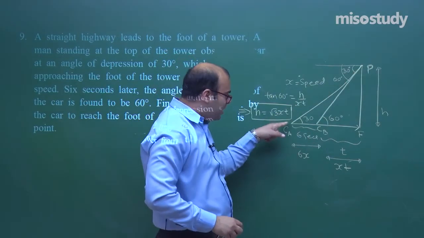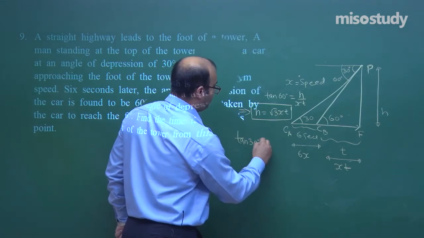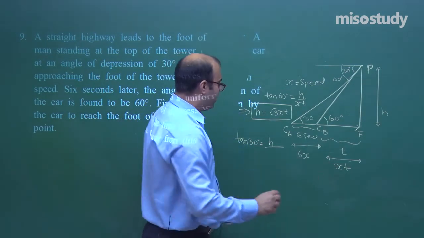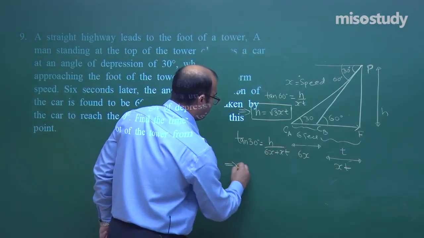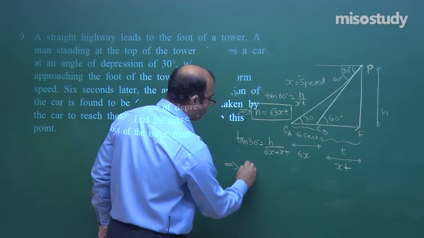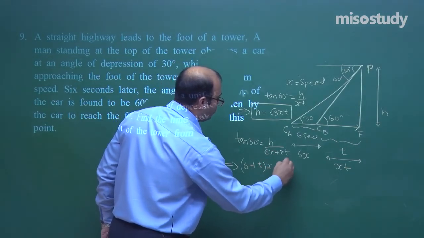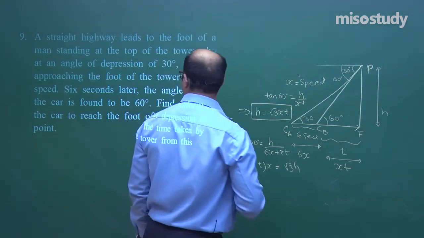Let us take this another triangle. Here tan 30 degree is equal to perpendicular, which is h, upon base, which is 6x plus xt. So we get 6x plus xt. This implies, since tan 30 is 1 by root 3, 6 plus t into x on the left hand side is equal to root 3 h. Right, students? So this is what we get here.